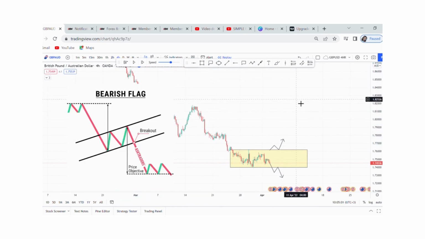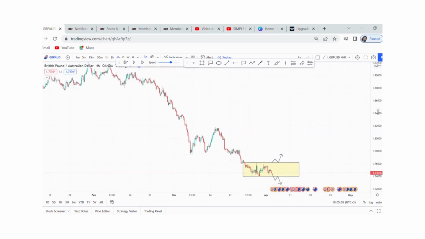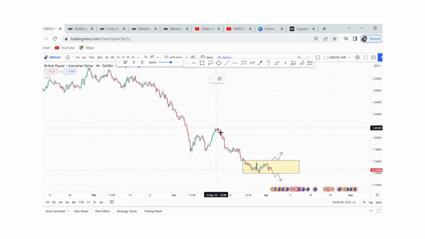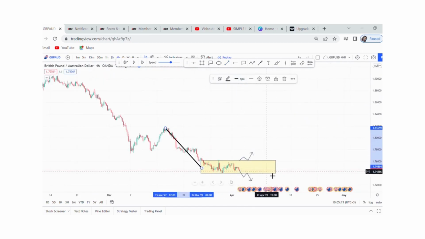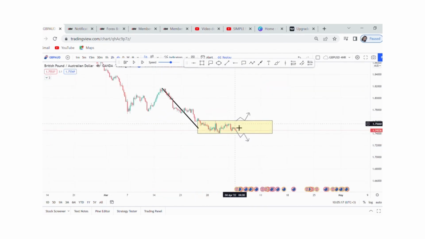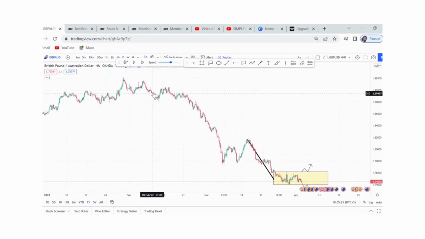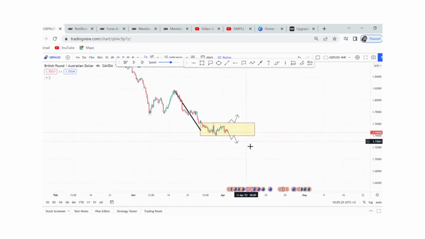So this is a flag, all of this is a flag. Let me put it first so that you can see that's a flag, and that's a pole, and then this is a flag, and then it will go down. So most of the time when the market is trending from up, coming down, and then enters a channel, most probably the market breaks on the downside, but that does not mean that it can't break upward.